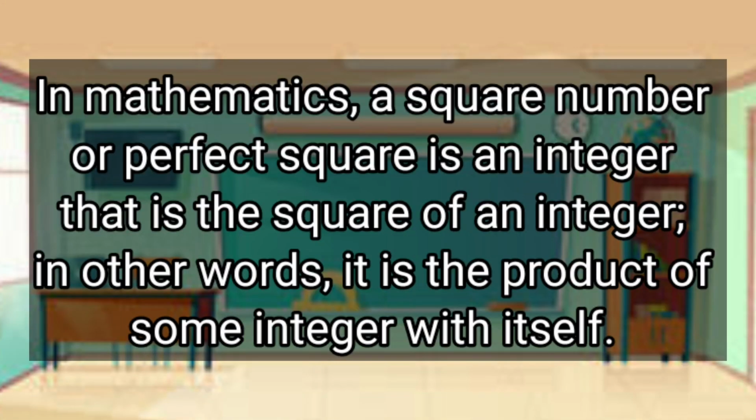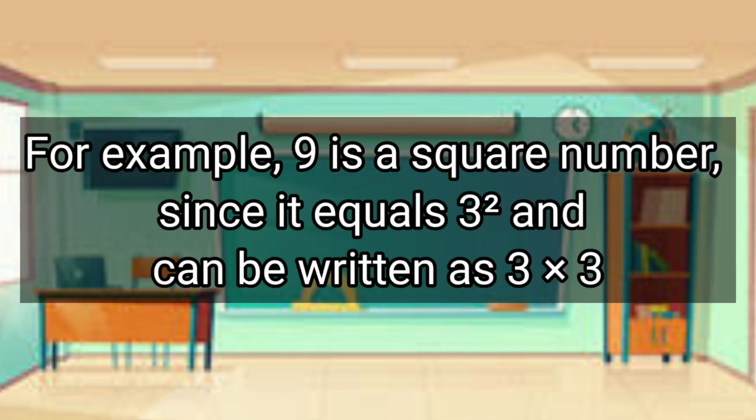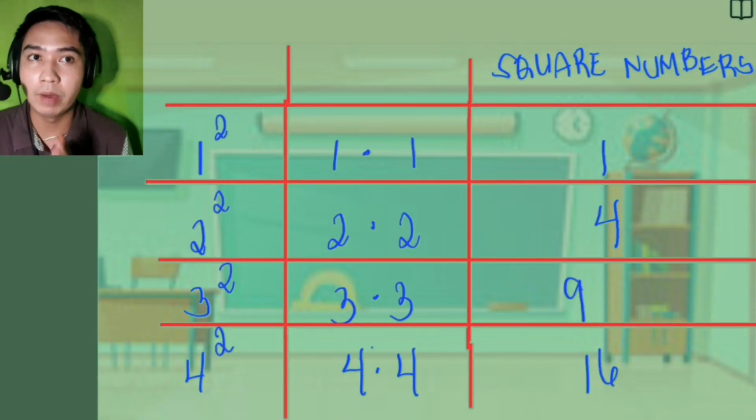Sagot ay 5. Okay, so kung malinaw na sa atin yung difference, let us define naman yung squares. Ano nga ba itong squares? In mathematics, square number or perfect square is an integer that is the square of an integer. In other words, it is the product of some integer with itself. For example, 9 is a square number since it equals 3 squared and can be written as 3 times 3. Ayan ang ilang halimbawa ng mga square numbers at pati yung ibig sabihin niya.